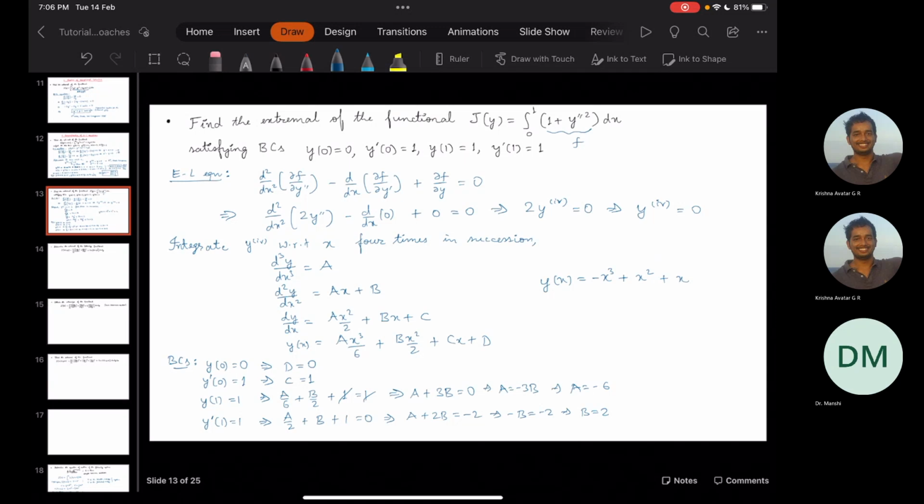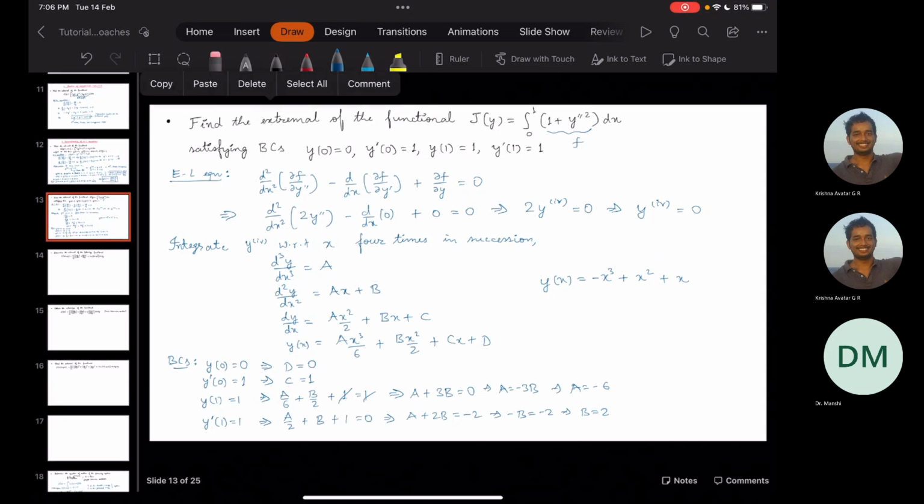But we need to verify it. Let's not take anything at its face value. Let's check whether it fulfills the boundary conditions. y of 0 is equal to 0, fine. Yeah, that's trivial. y prime is equal to 1. Yeah, so it becomes minus 3x squared plus 2x at 0. So we have 1, right? That's true. y of 1 is equal to 1. So it's minus 1 plus 1. So 0 plus 1. Yeah, it's right. And y prime is equal to 2x is equal to 1, fine. So it's minus 3x squared plus 2x plus 1.